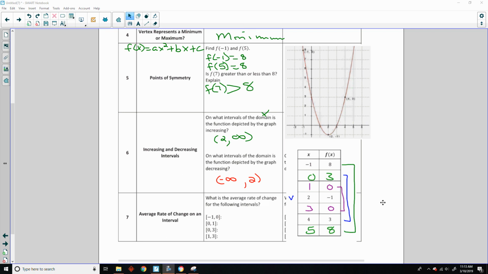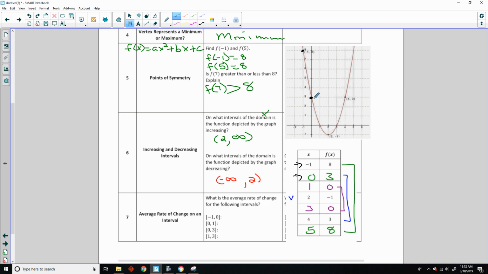Okay, average rate of change. The easiest way for me to explain this is over an interval from -1 to 0. These are x values, by the way. So what is y at x is -1? It is 8. That's the point -1, 8, which is right here. And this is the point 0, 3, which is right here. So they want to know what the average rate of change is from this point to this point.